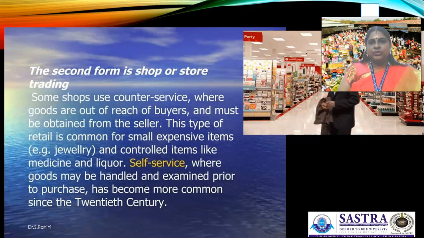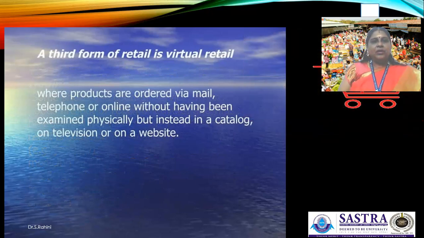Some shops use counter service, where goods are out of reach of buyers and must be obtained from the seller. This type of retail is common for small expensive items like jewelry and controlled items like medicine, liquor, etc. Self-service, where the goods may be handled and examined prior to purchase, has become more common since the 20th century trend. And the third form of retail is virtual retail.